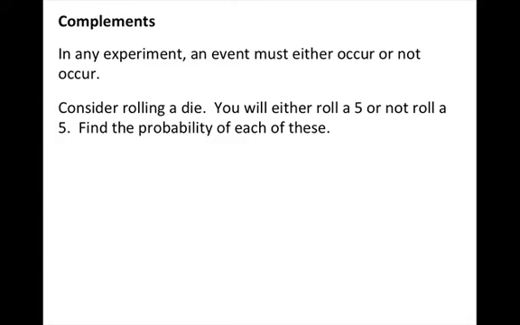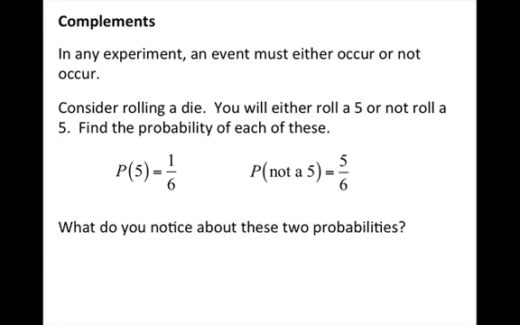So let's look at the probability for each of these. The probability of rolling a 5 is 1/6. There's one way to roll a 5 out of 6 possible outcomes. Well, the probability of not rolling a 5 is 5 out of 6. There's 5 numbers that are not 5 out of the 6 possible outcomes. Well, what do you notice about these two probabilities? If I add them, I'm going to get a 1.